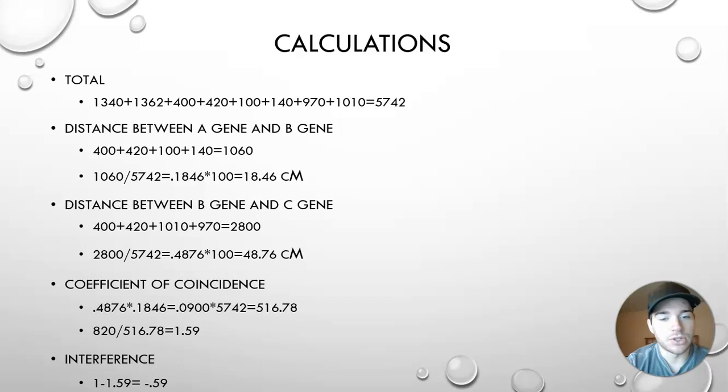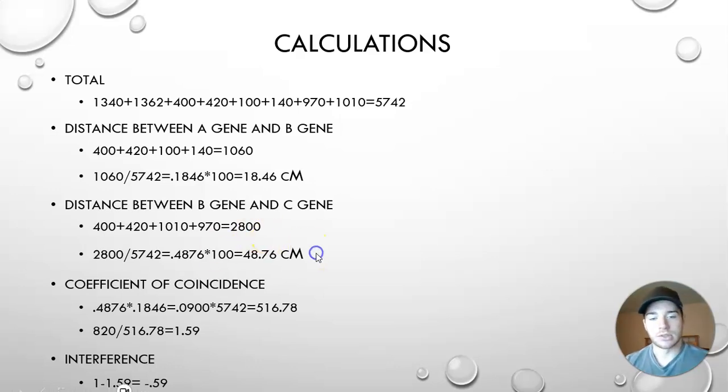Then the distance between the B gene and the C gene is the same thing. You take the total counts that had a crossover event in between the B gene and the C gene, which is the two double crossover events, plus the allele frequencies that had a crossover event just between the B gene and the C gene, which came out to be 1010 and 970 respectively. So this totaled to 2,800. 2,800 divided by 5742 to get 0.4876. Multiplying that by 100 equals 48.76 centimorgans. So that's the distance between the B gene and the C gene.